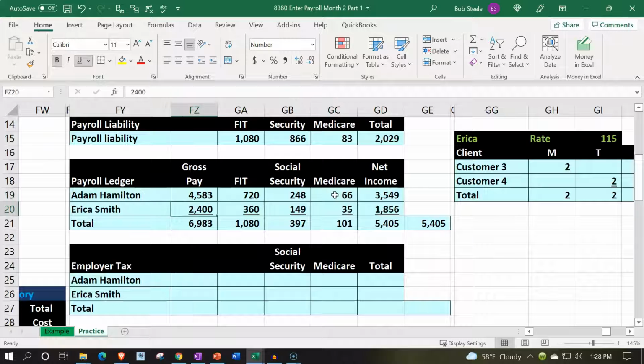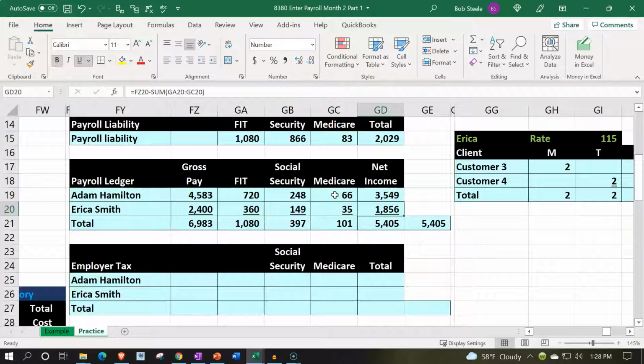$3,548. For Erica, we got the $2,400. Her FIT, we're going to say, is $360 that we withheld. We also withheld her taxes of $149 and the Medicare of the $35. You can imagine putting that into our system as 2 separate transactions, the expenses being this amount, the payable that we owe to the government, not because they are our taxes incurred, they're the taxes incurred by the employees that we took from them and are going to pay on their behalf because we're forced to by the government.